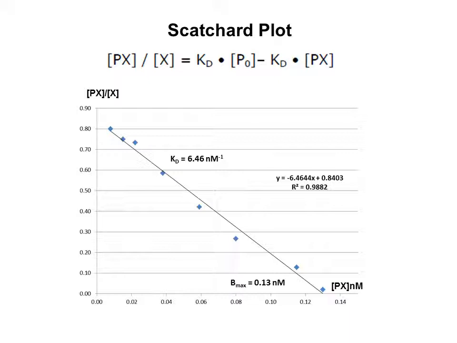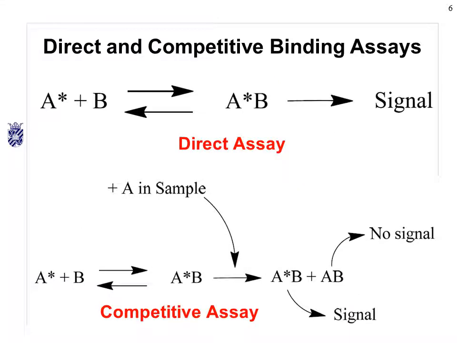You can see from this transformation that it is fairly easy to either graphically or by calculation obtain the dissociation constant Kd and the maximum number of binding sites Bmax from a scatter plot. There are principally two ways to perform binding assays in practice. First is a direct assay, and second the competitive assay.